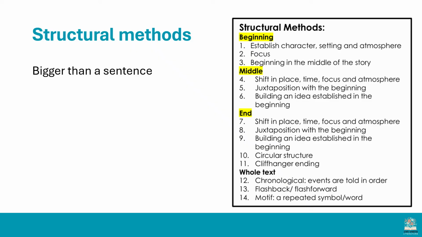We also might have a circular structure. So that's where the text ends where it begins. And we might have a cliffhanger ending where it's quite open-ended. We don't know what's going to happen next. In terms of the whole text, you might also think about chronological structure. So are the events told in order and why? Is there a flashback or a flash forward? Is there a motif, a repeated symbol or word that links the whole text together?